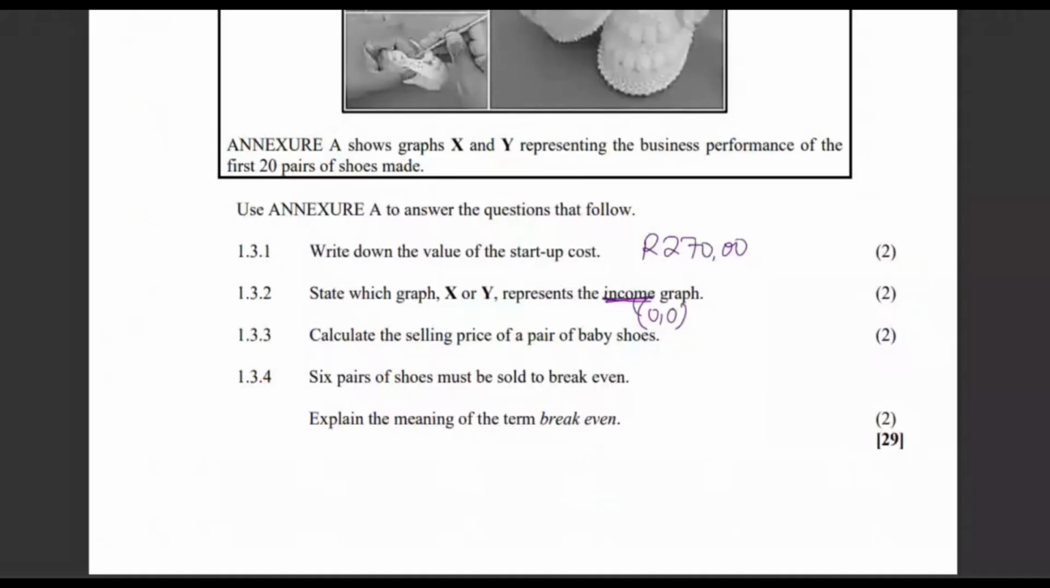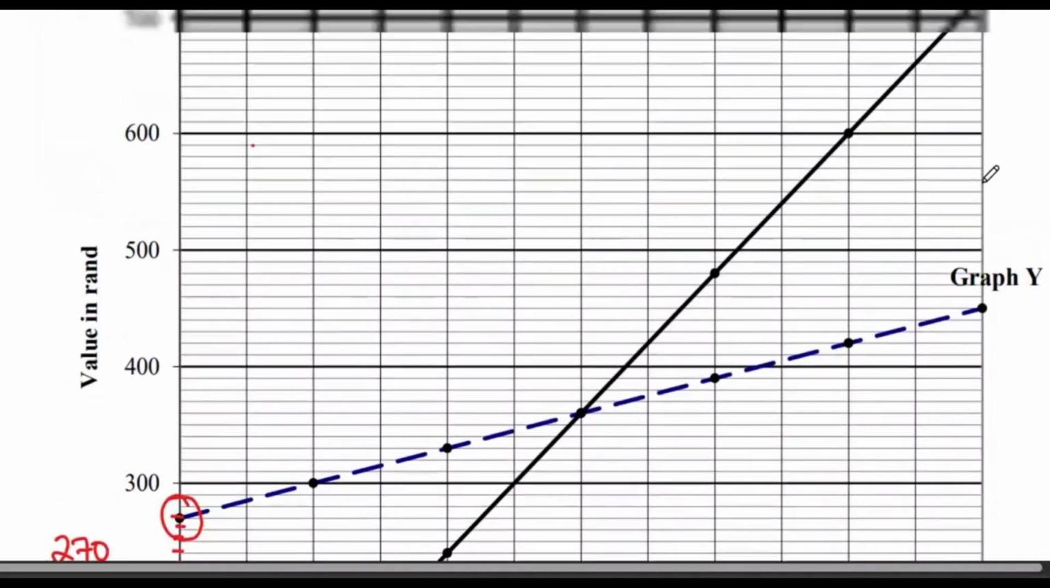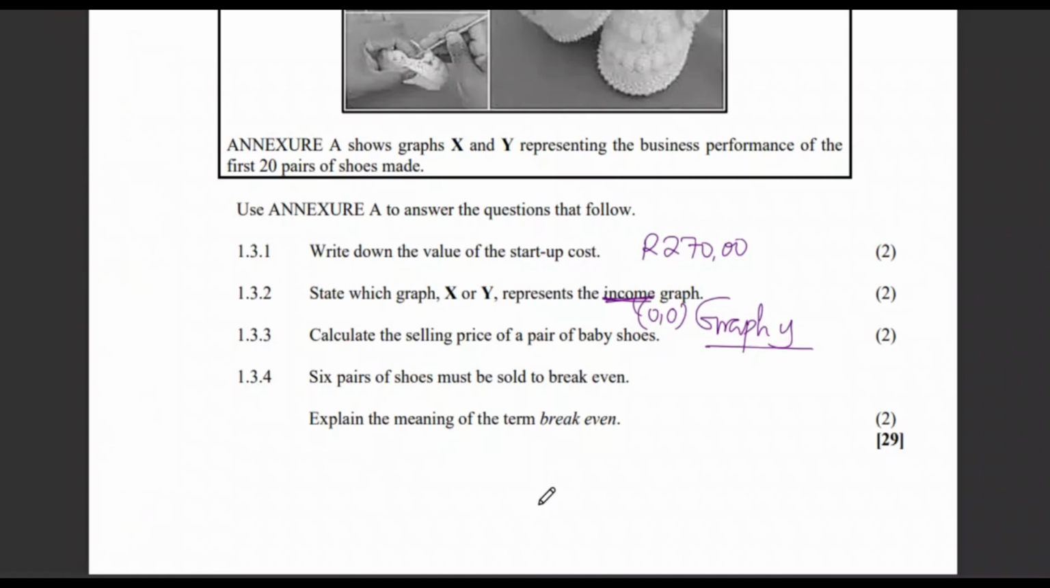So here we say this graph. We said graph what? Is it Y or X? Sorry, X, not Y. It's not Y. It's graph X because it starts from 0. Calculate the selling price of a pair of baby shoes.